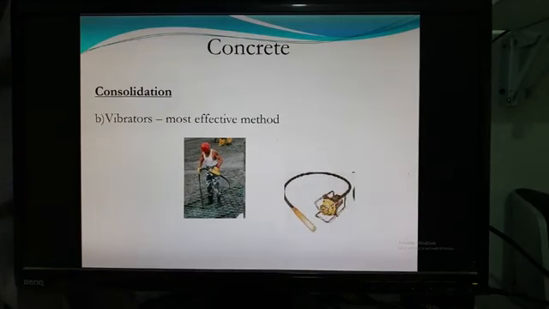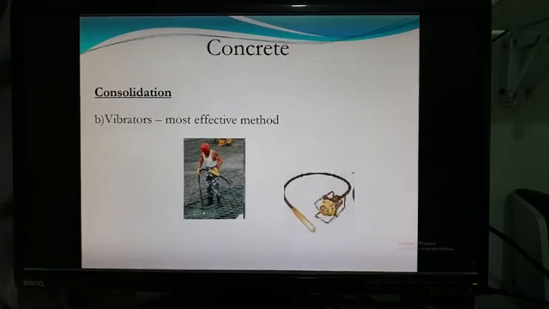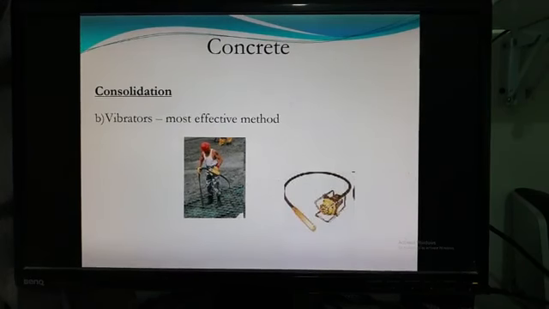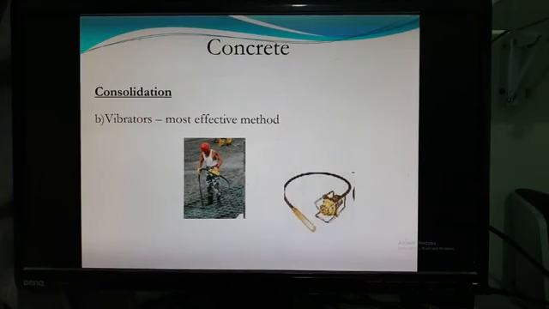But for larger scale jobs, you have to use vibrators. You can see this worker here is putting it between the reinforcement bars and all, because we want to make sure that the concrete is sufficiently covering the entire nooks and crannies between the reinforcement. We do not want to have any voids between the concrete and the reinforcement.